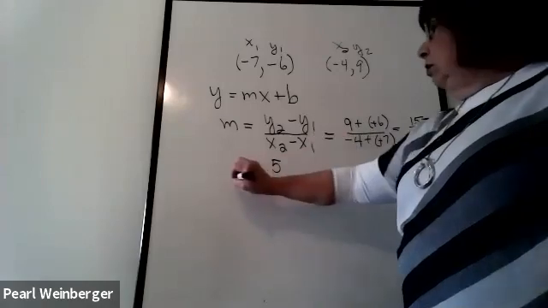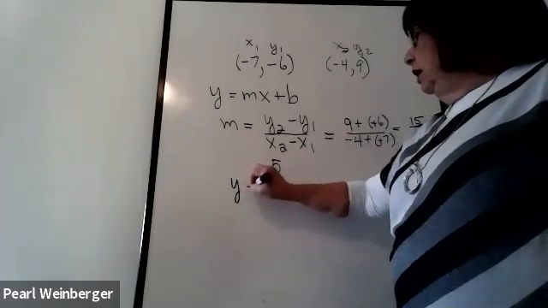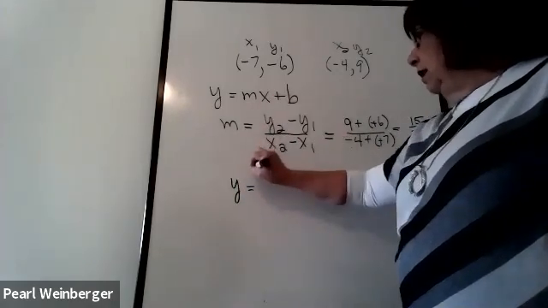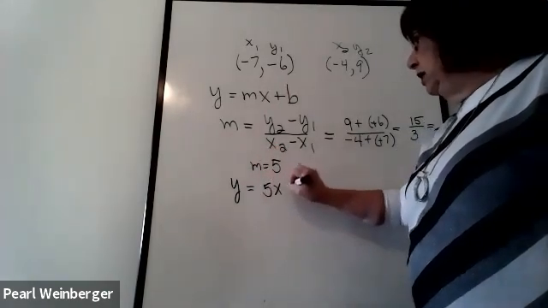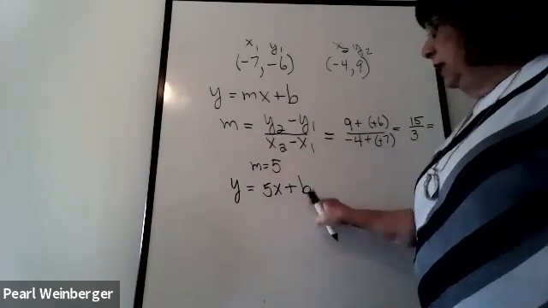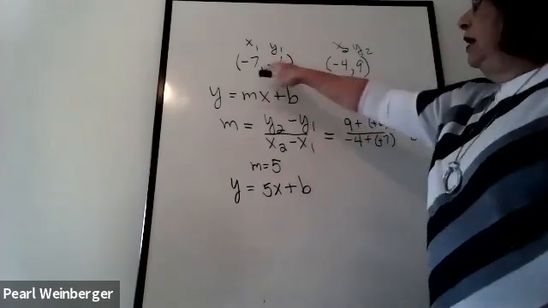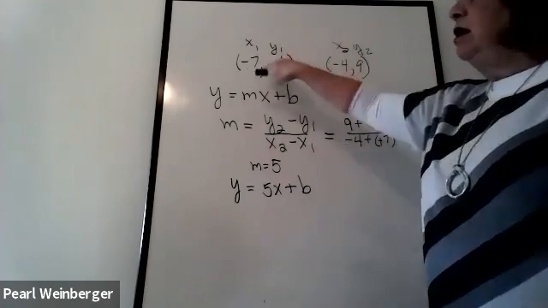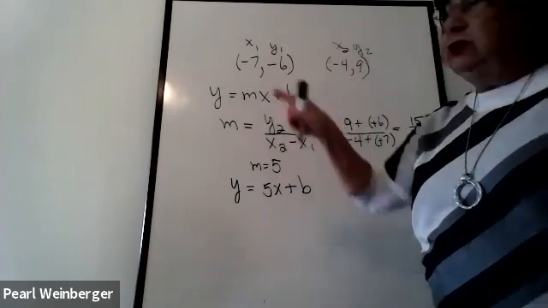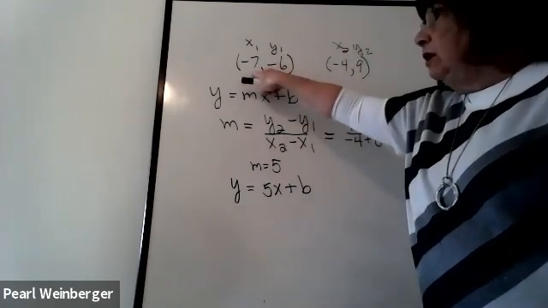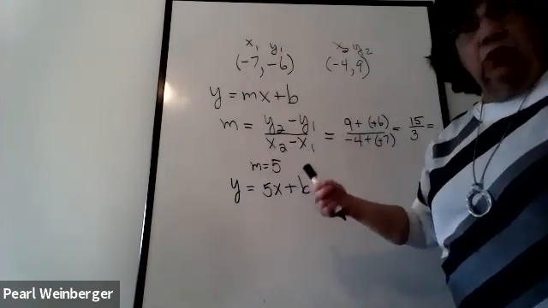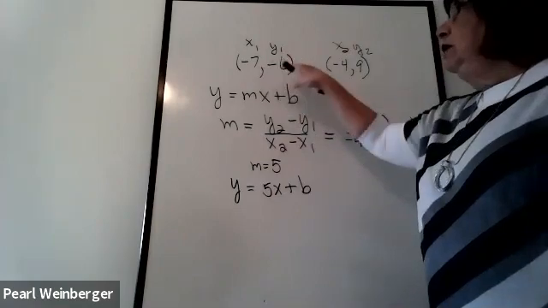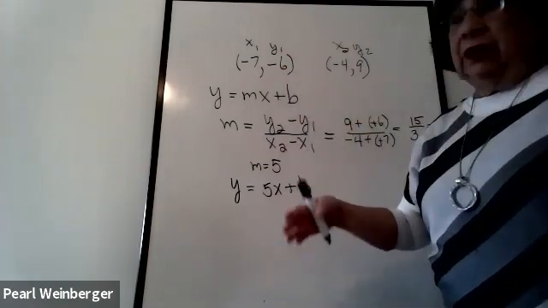So now we know that our equation is going to be y equals mx plus b. This is my m. 5x plus b. We're still missing the b, the y-intercept. And neither of these points are the y-intercepts, because the y-intercept is where the x is 0. If the x is 0, then the y value is the y-intercept. But neither of these points are on the y-axis.